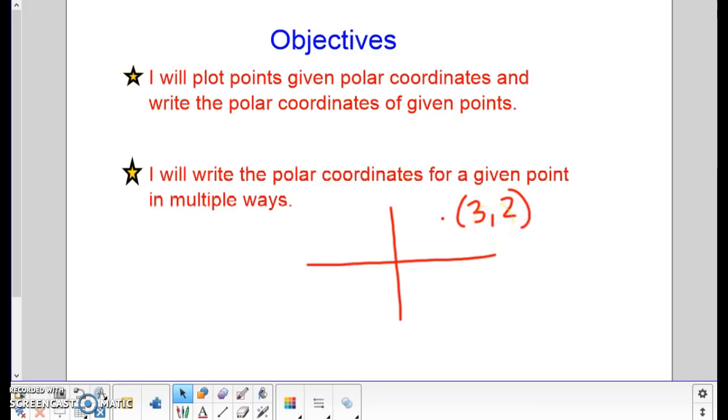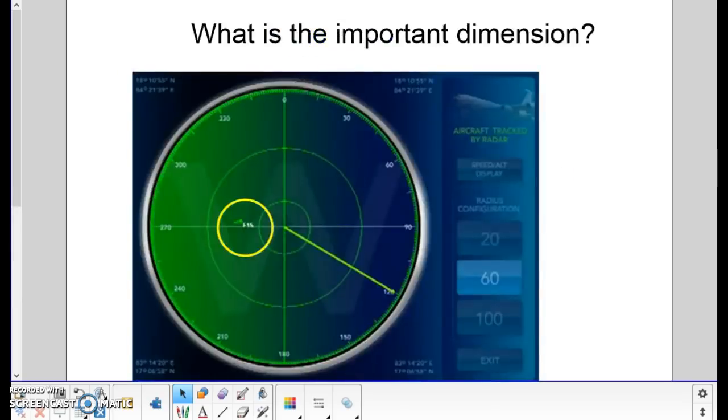So we're going to talk about a polar coordinate. Look at this picture. You might recognize it has an aircraft over in the corner. You might recognize this has to do with traffic control for airplanes.